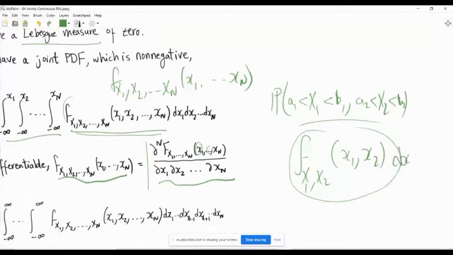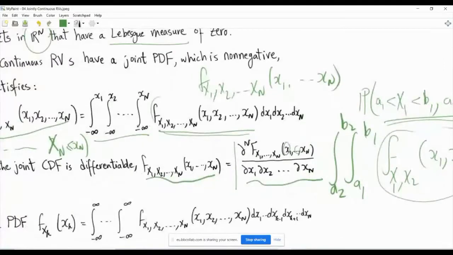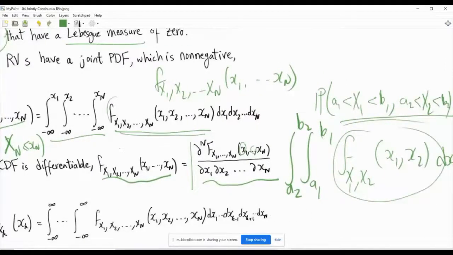So if you are interested in the probability of this event here, you can integrate x1 from a1 to b1, and you can integrate x2 from a2 to b2. Okay, so this will be the probability. If you want to get the CDF from the PDF, you basically do the integrals from minus infinity, because the CDF is interpreted as the probability that x is less than or equal to some threshold value.